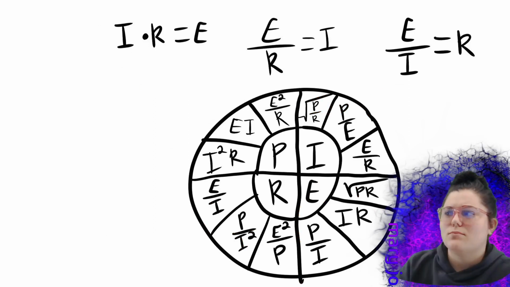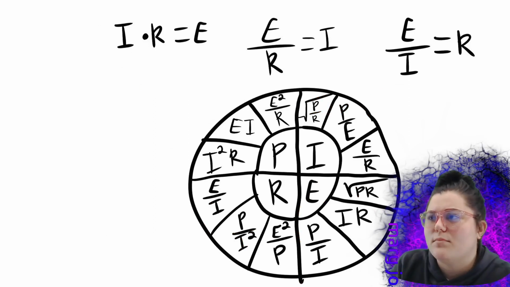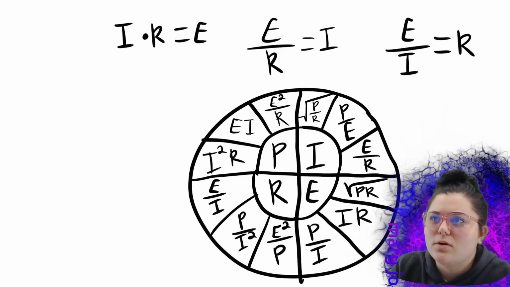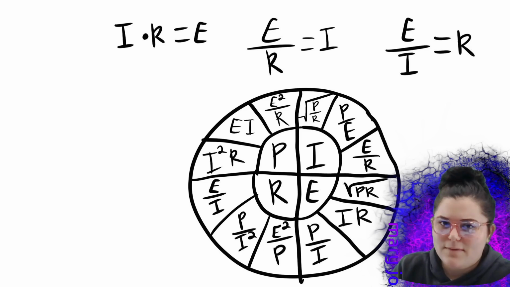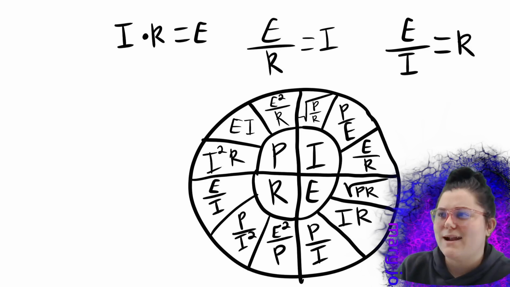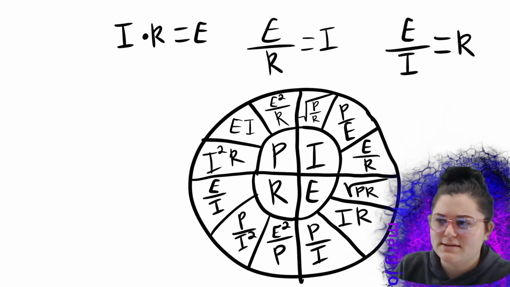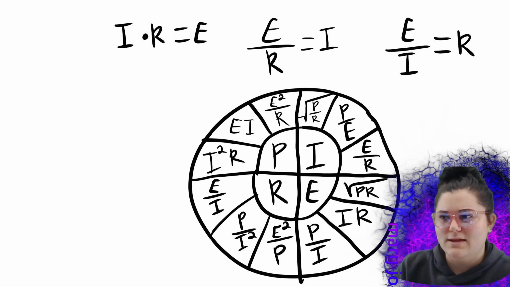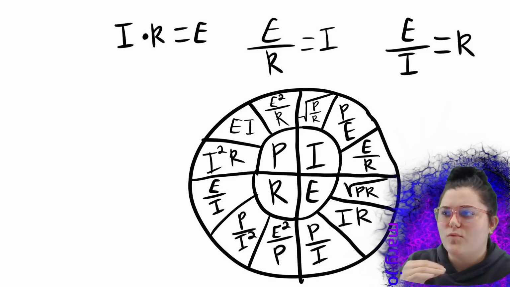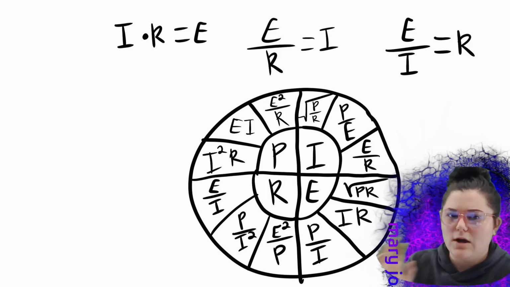And this is a little more advanced pie chart of this. So always remember that current times resistance equals volts. Volts divided by resistance equals current. And volts divided by current equals resistance. And you can use that chart to find this. So whatever information you're given with a certain problem, you can find the answer using this chart in Ohm's Law.